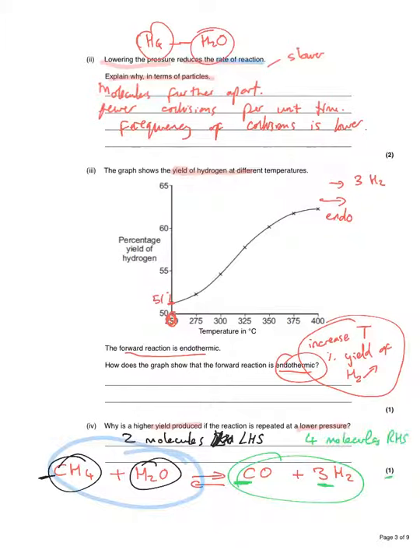This is a 1 marker, so that's enough to explain why if you reduce the pressure, you would get less product. Basically, if you reduce the pressure, the equilibrium will move in this direction and will form more of your reactants and less products.